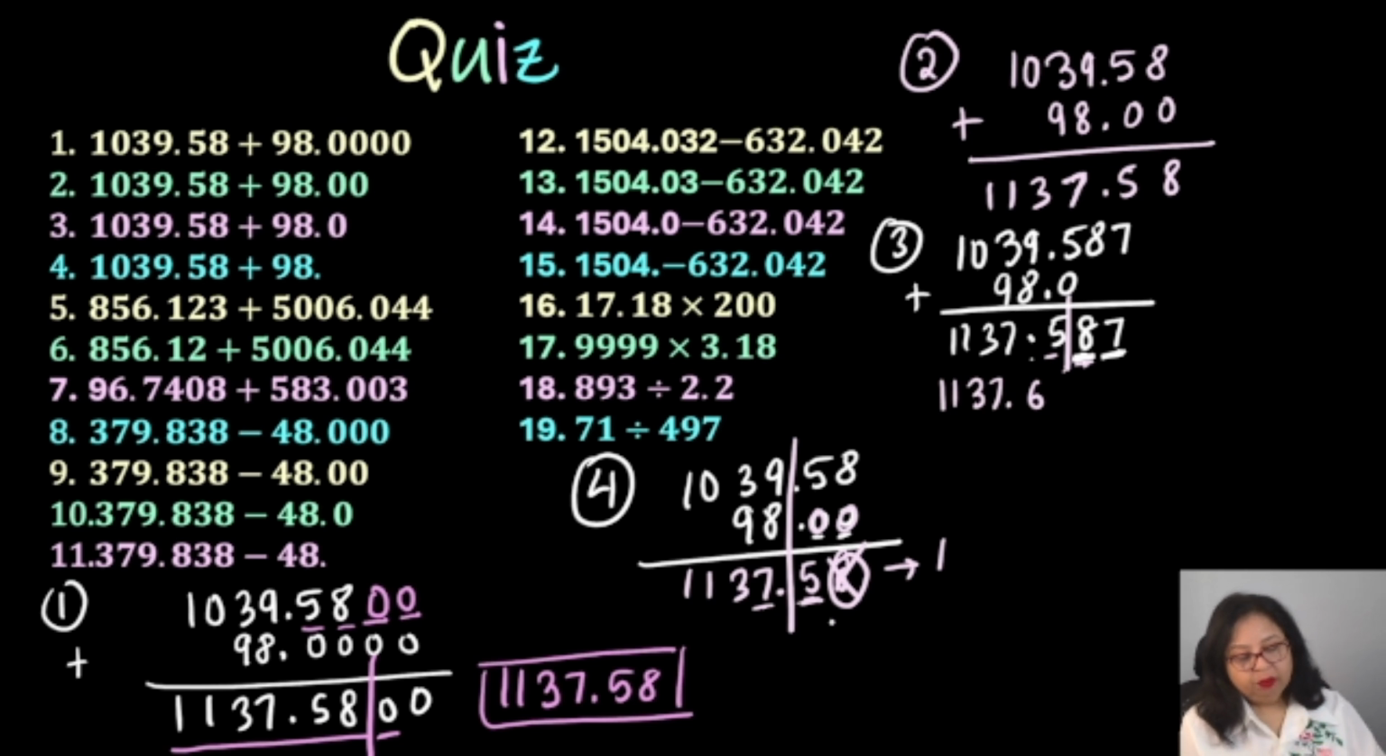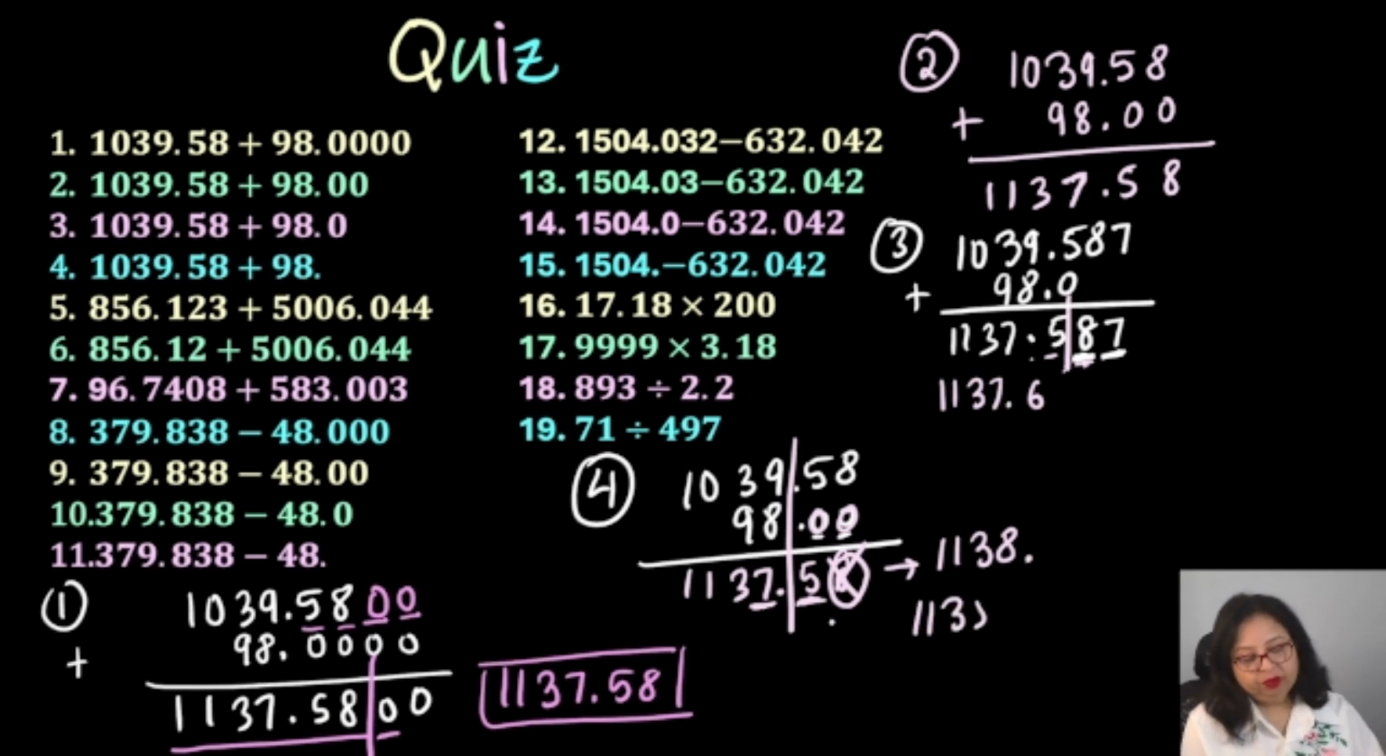The only number that matters is this 5. Why? Because we are going to round off the digit to the left of it. Okay. So since this is 5, the 7 becomes 8. Answer is 1138. Now this decimal, you can put it there if you want to. You don't have to put it.